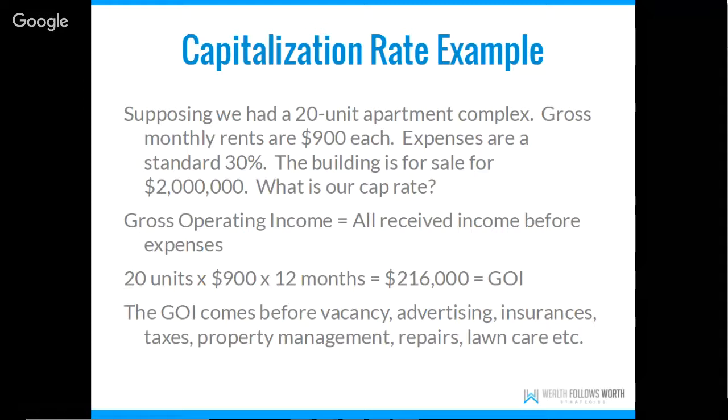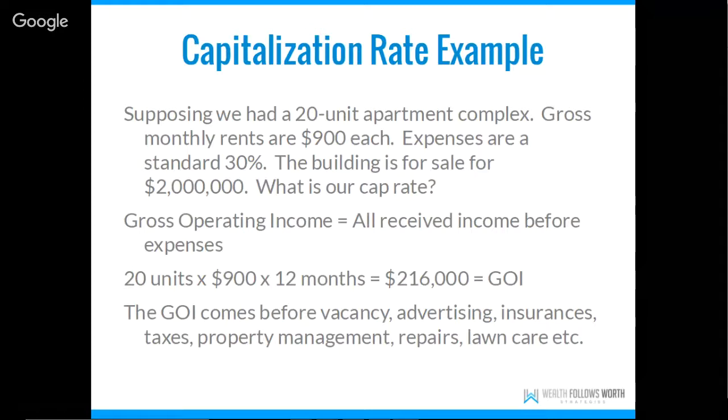Now, let's say that this 20-unit apartment complex at $900 a piece per unit per month is going to be for sale for $2 million. So what is our cap rate? And this is how simple this gets, guys. Remember, again, the gross operating income is all received income before expenses. So we'll take 20 units, that's 20 apartments, times $900 each a month, times 12 months. Our expected gross operating income is going to be $216,000. That'll be our gross operating income.